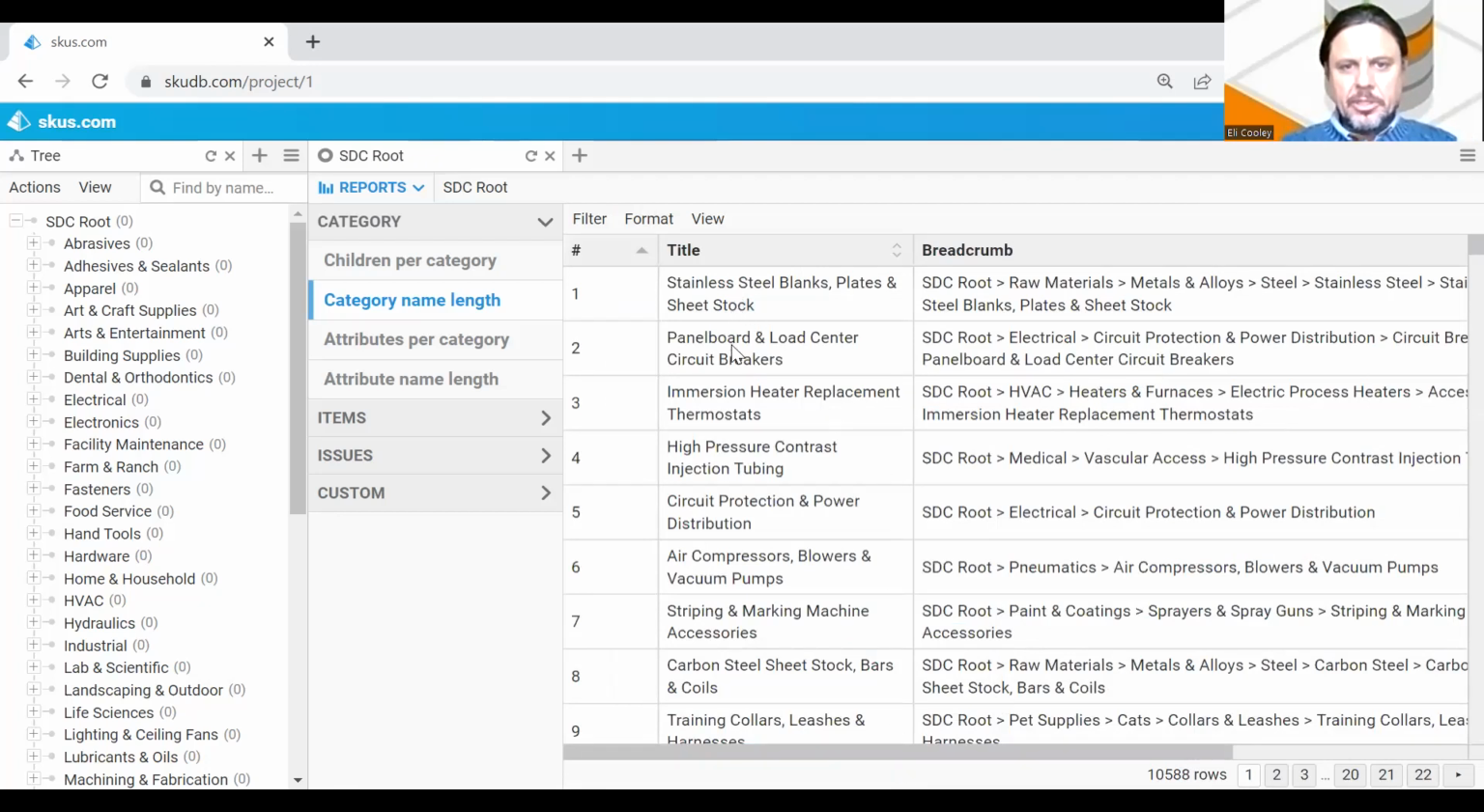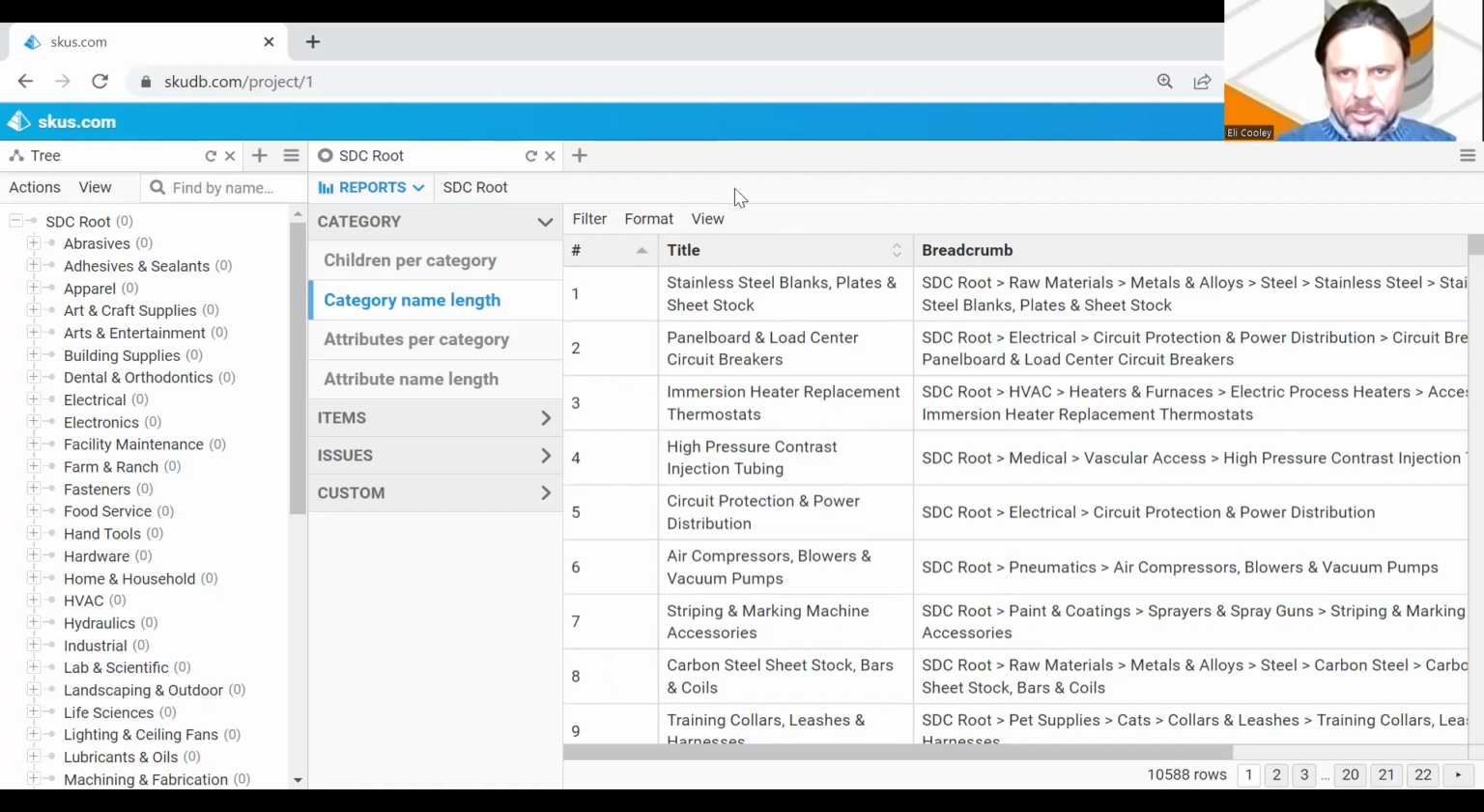It's nice to see it in a distribution, but we'd probably just want to see these labels in text here. So: panel board and load center circuit breakers, immersion heater replacement thermostats, high pressure contrast injection tubing. We can see that there's a lot of concepts trying to be jammed into a label here, and maybe we could do better on these longest labels. So it's one metric that sometimes helps us identify opportunities to improve.